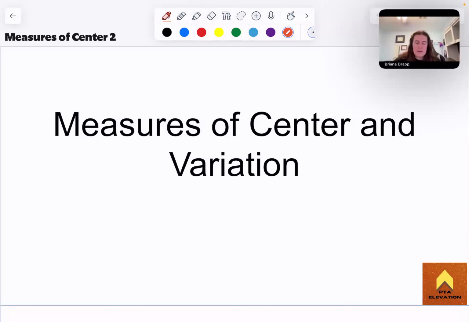What's up, guys? Today we're going to go over measures of center and variation. So this is in the research section. I know you guys hate research, but this is not a super hard one.